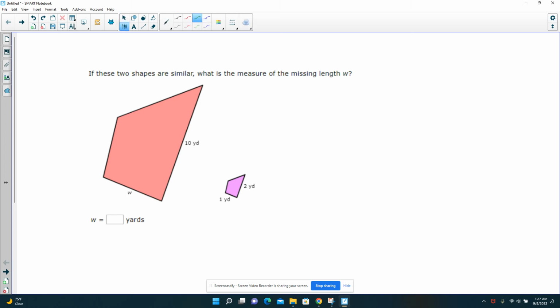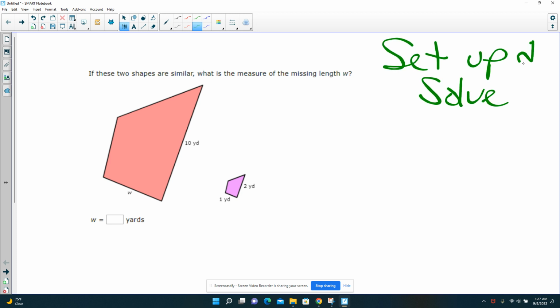Hi guys, I'm gonna go over similar figures using proportions. So we're gonna continue to set up and solve proportions, okay? How do we set up a proportion? Looking like this. We're dealing with similar figures.